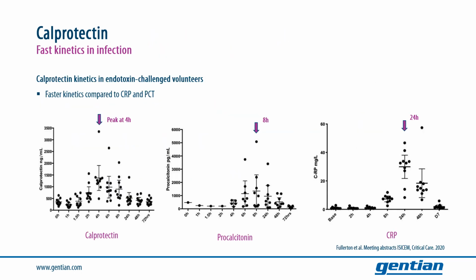So let's take a look at some of the data on calprotectin as a biomarker. First, I want to highlight a simple experiment analyzing the kinetics of calprotectin compared to PCT and CRP. Healthy volunteers were given an endotoxin shot to mimic the reaction to a bacterial infection, and the time course of the biomarkers was followed. As you see, calprotectin levels start to rise already after 2 hours and peak around 4 hours, while PCT peaks at 8 hours and CRP only after 24 hours. Also, the normalization of biomarker levels is fastest with calprotectin, making calprotectin a very early and direct marker of the inflammatory reaction in bacterial infections.